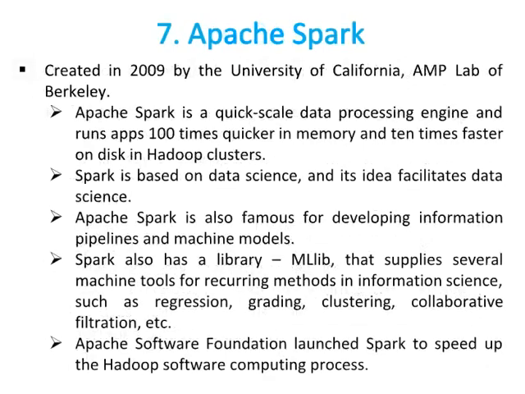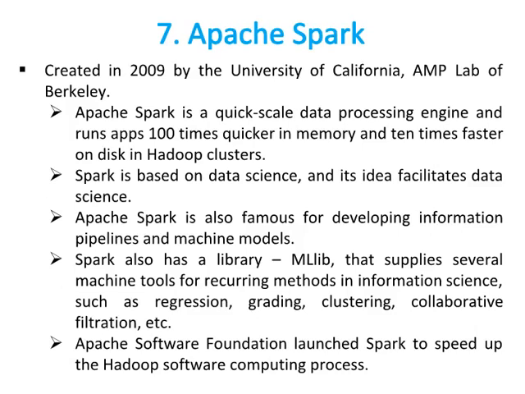Number 7 data analysis tool is Apache Spark. Created in 2000 by the University of California, AMP Lab of Berkeley. Apache Spark is a quick-scale data processing engine and runs apps 100 times quicker in memory and 10 times faster on disk in Hadoop clusters.